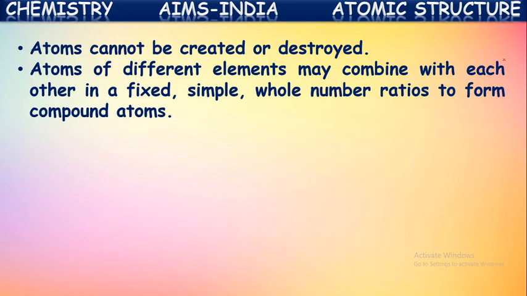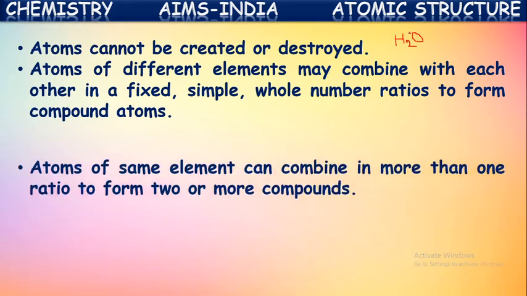The next point in Dalton's theory is that atoms of different elements may combine with each other in fixed simple whole number ratios to form compound atoms. Yes, atoms of different elements may combine chemically in fixed simple whole number ratios to form compound atoms. For example, if we take two elements, hydrogen and oxygen, these two will combine in the ratio 2:1 to form a compound atom. This compound atom is called a molecule. So molecules are formed by the combination of different elements in simple fixed whole number ratios.